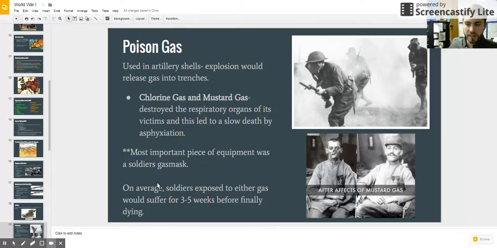Another big part of it is going to be poison gas, and this was pretty horrific. You can see the effects here of the poison gas that they would use. They would use those artillery shells, load them with poisonous gas into the trenches, and people would slowly die over the course of a couple of weeks after their skin deteriorated, their lungs were burnt out, and it was very terrible.